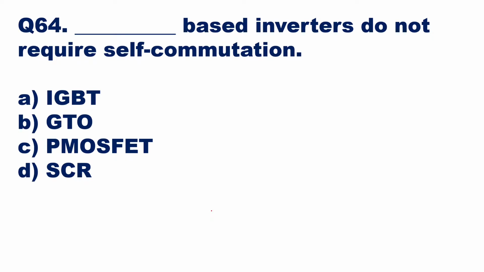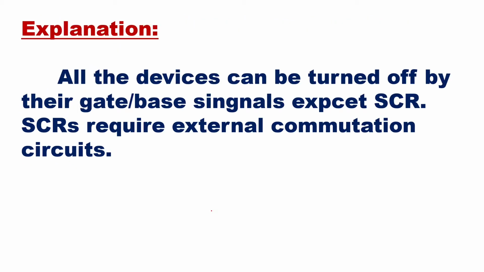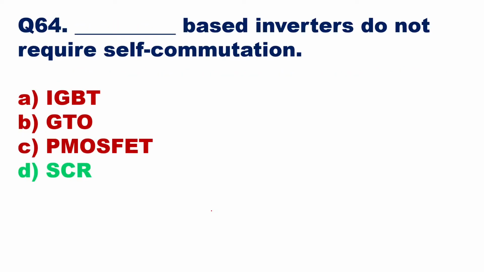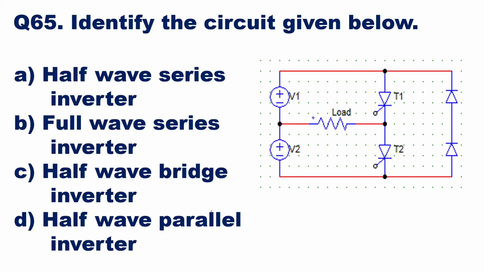SCR based inverters do not require self commutation. So here, explanation: all the devices can be turned off by their gate or base signals except SCR. SCRs require external commutation circuits. So here the option will be SCRs. So option D, SCR, is the correct answer. Then we'll go to question number 65.